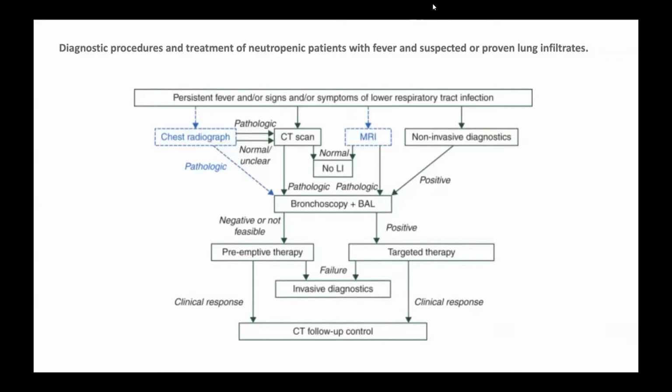And you can see that if there is no lower respiratory tract infection, then you don't need to take new steps. But of course, if the CT scan is pathologic or a plain X-ray looks very atrocious, then you should be very aggressive with your non-invasive and invasive procedures such as bronchoscopy and BAL. And the BAL will determine how you respond in management.